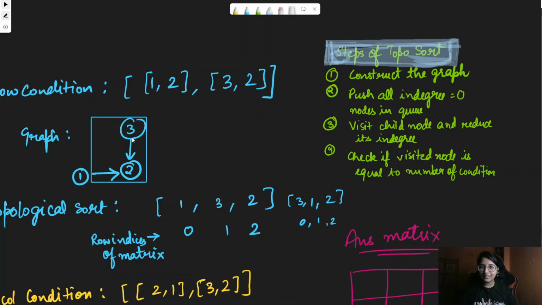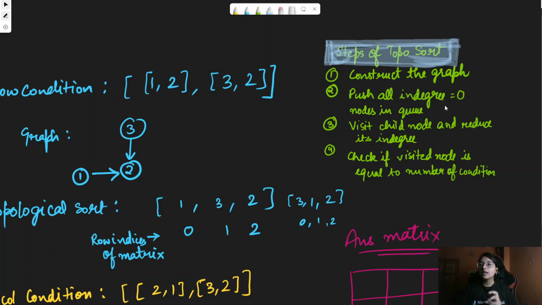That is 0 here. And the in degree of 1 is also 0, right? So the second step here is, after construction of the graph, for performing topological sort, we'll push all the in degree equals to 0 nodes in our queue, because this topological sort is basically doing DFS on a particular graph. So that's why we are taking a queue here.